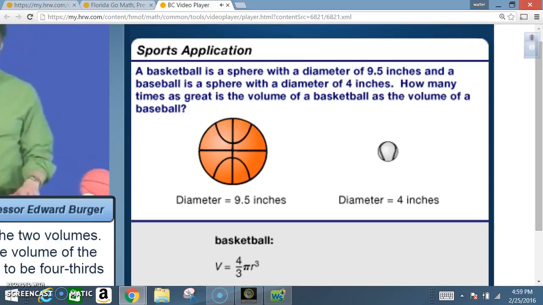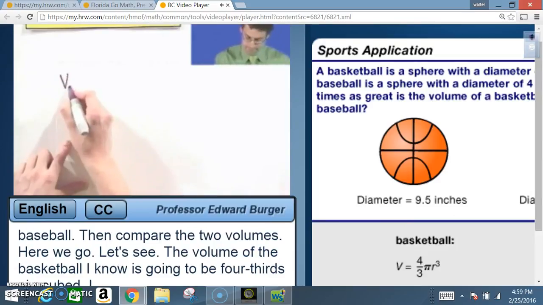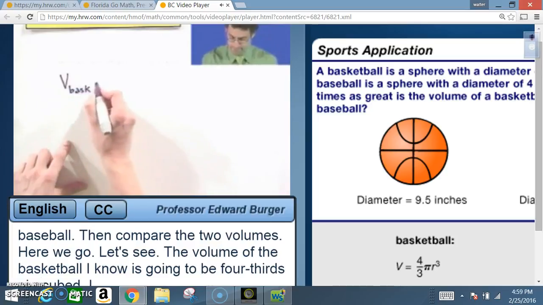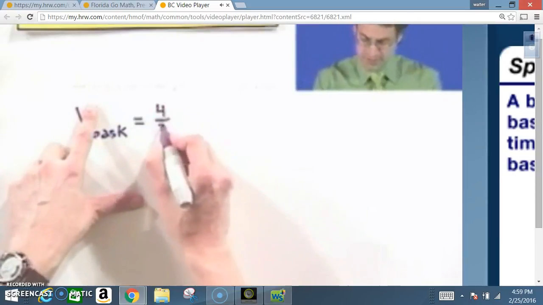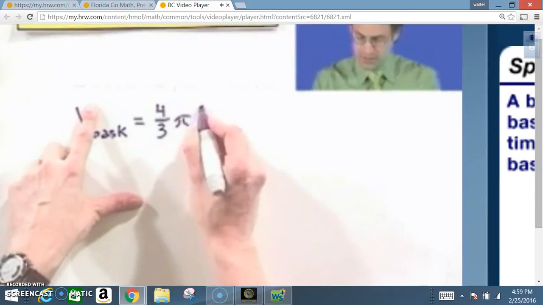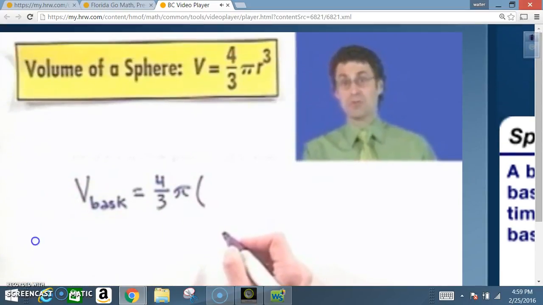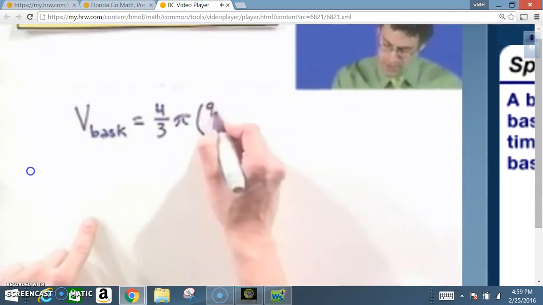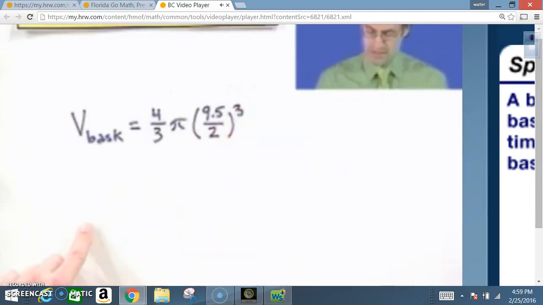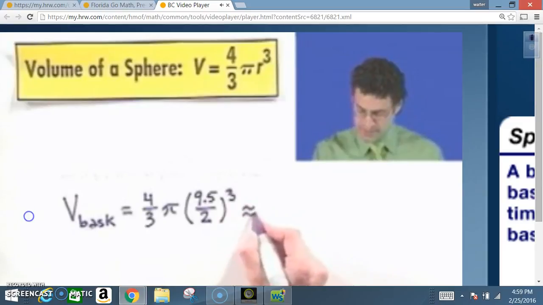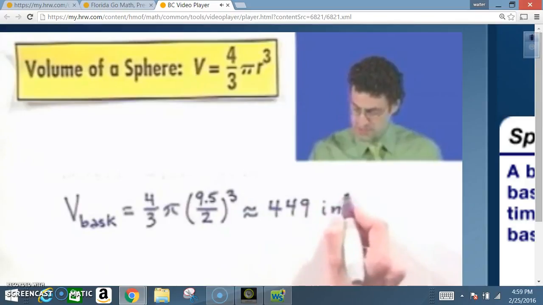All right, so here we go. The volume of the basketball. I know it's going to be 4/3 pi r cubed. Well, I don't know r. I'm given the diameter as 9.5, so the radius will be half of that. So that's going to be 9.5 divided by 2, all cubed. If you estimate that in a calculator, you get approximately 449 inches cubed.